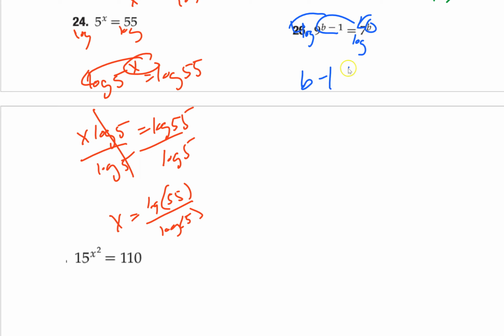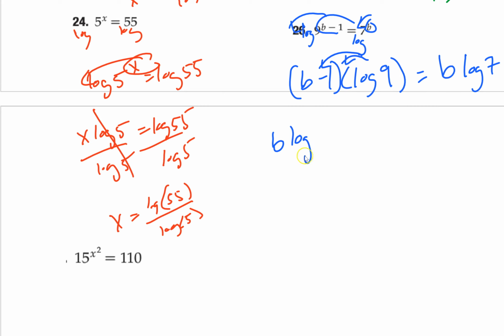So I get b minus 1 times log 9 equals b log 7. Notice it's all put together, right? B minus 1, it's all one thing. So actually there are 2 ways we can do this. We use our calculator and figure out what these numbers are, and we're dealing with decimals all day. Or you can just use the log. So first I'm going to use the log. So let me distribute this. b log 9 minus log 9 times 1 equals b log 7.